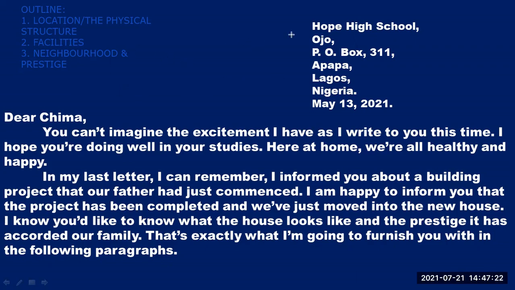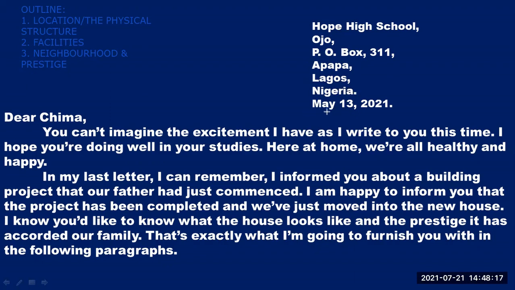Now, having said this, we begin with the address. A letter begins with an address, so we are writing Hope High School, Ojo, PO Box 311. You can invent an address, Apapa, Lagos, Nigeria, May 13, 2021. There are specific things to take note of, and the first one is the fact that you have this well punctuated. Hope High School, comma, Ojo, comma, PO Box, comma, 311, comma, Apapa, comma, Lagos, comma, because you are writing to your elder brother abroad, so you include the country name. And so after Nigeria, you put a full stop.